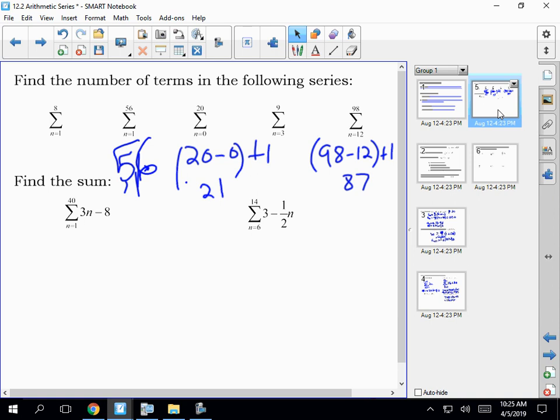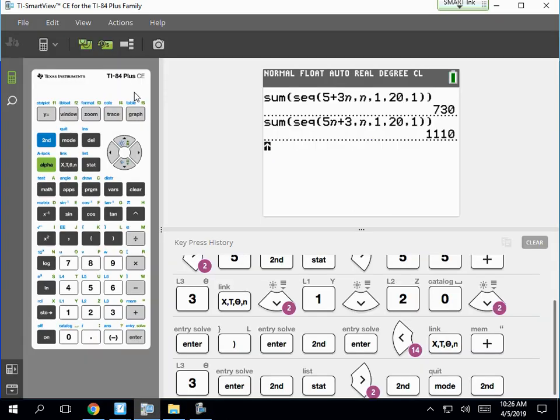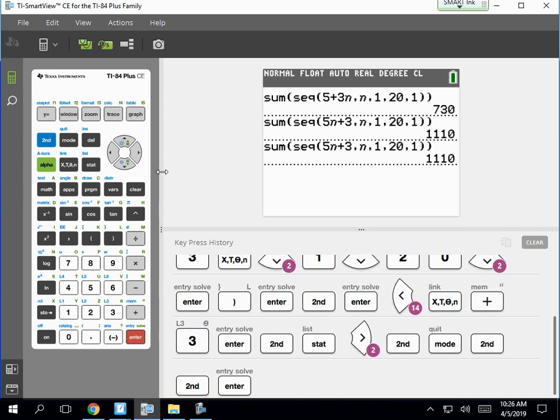If you wanted to find the sum on this one, both of these I'd like you to do with the calculator. Let's talk about what that would look like on the calculator. The first one here, we're going 3n minus 8. So if you have your sum sequence already up, you can hit second enter to recall it. There it is. And then you can go back and alter it if you'd like.